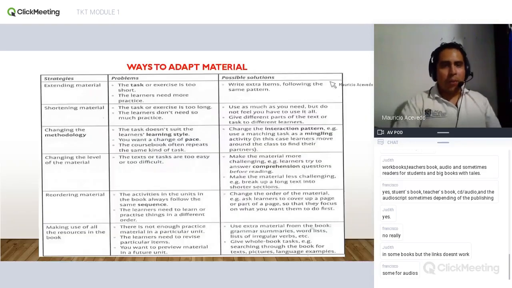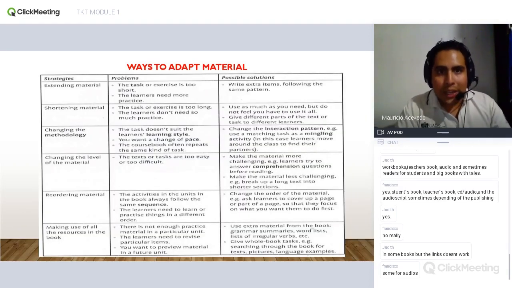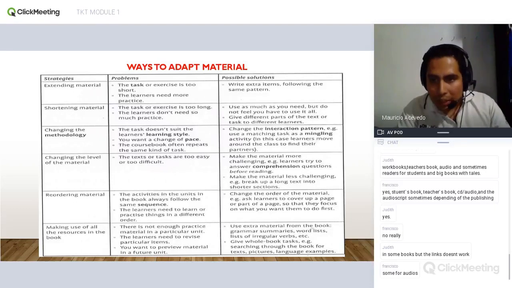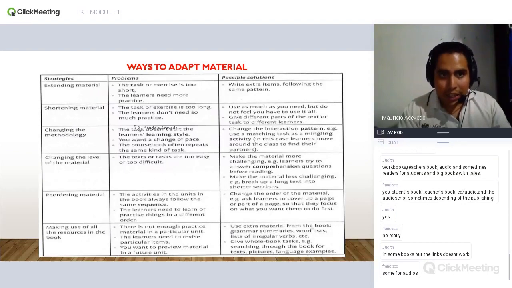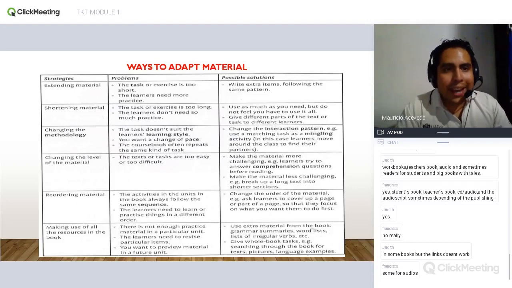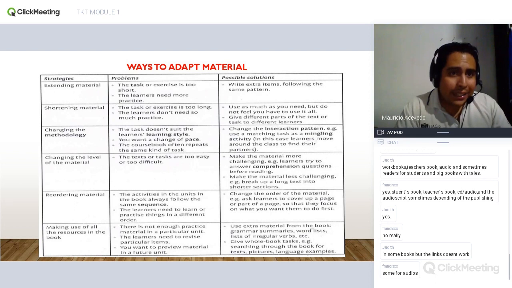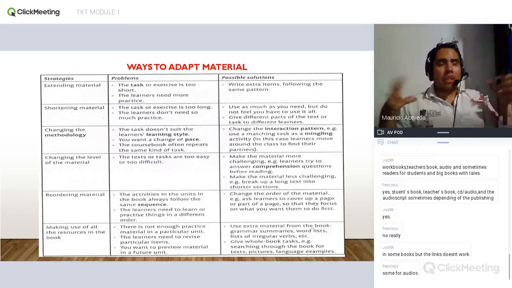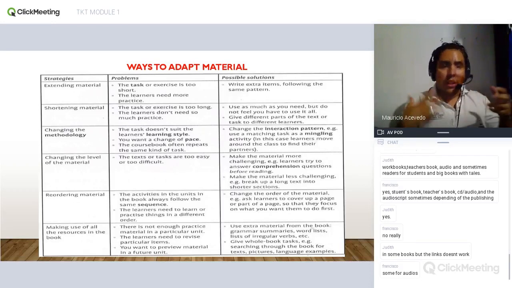Okay, so I'm going to provide you here a chart in which we can adapt material, and pay lots of attention because in the sample test maybe you will have something like that. You will have questions about adapting material. Okay, so here we have some strategies. Extending material. What is the problem? Maybe the task or exercise is too short, or maybe the learners need more practice. Okay, so extending material means to have more material so that they can practice more.